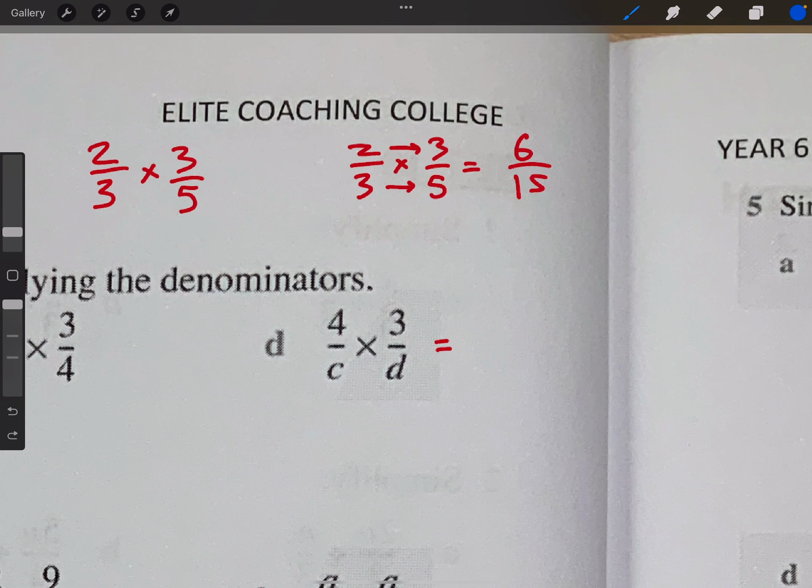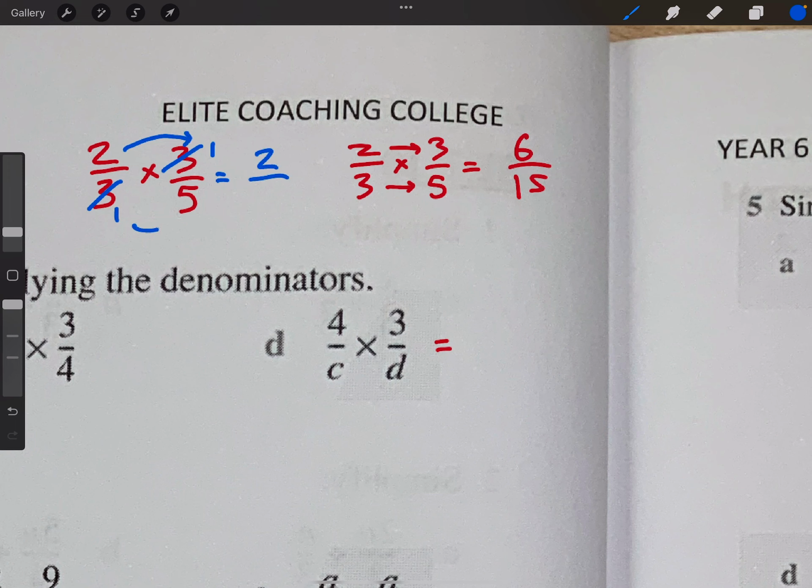So I can divide this by 3, get 1. Divide this by 3, get 1. So the answer is 2 times 1, which is 2, and 1 times 5, which is 5. The answer is 2/5. And you're thinking, wait a minute, I thought the answer was 6 over 15. Well, that's the same thing. 6 over 15, we can simplify this. We can divide this by 3 and we get 2, and divide this by 3 and you get 5. So this is still the same answer.